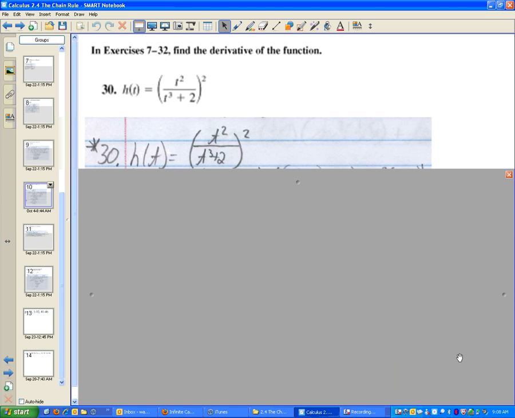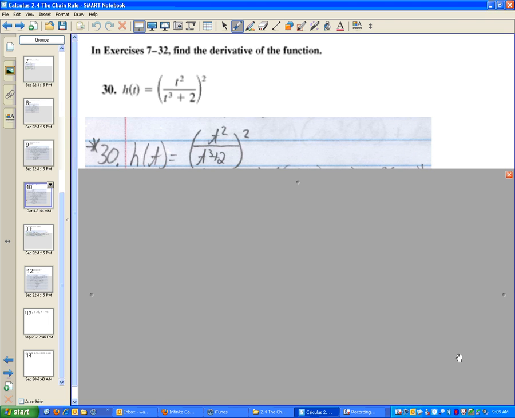So picking up where we left off yesterday, let's take a look at number 30 here. Find the derivative of the function. All right, on number 30, I've got a quantity with an exponent on it. So we can use the chain rule to find the derivative of a quantity with an exponent on it. In fact, we can use the general power rule version of the chain rule.